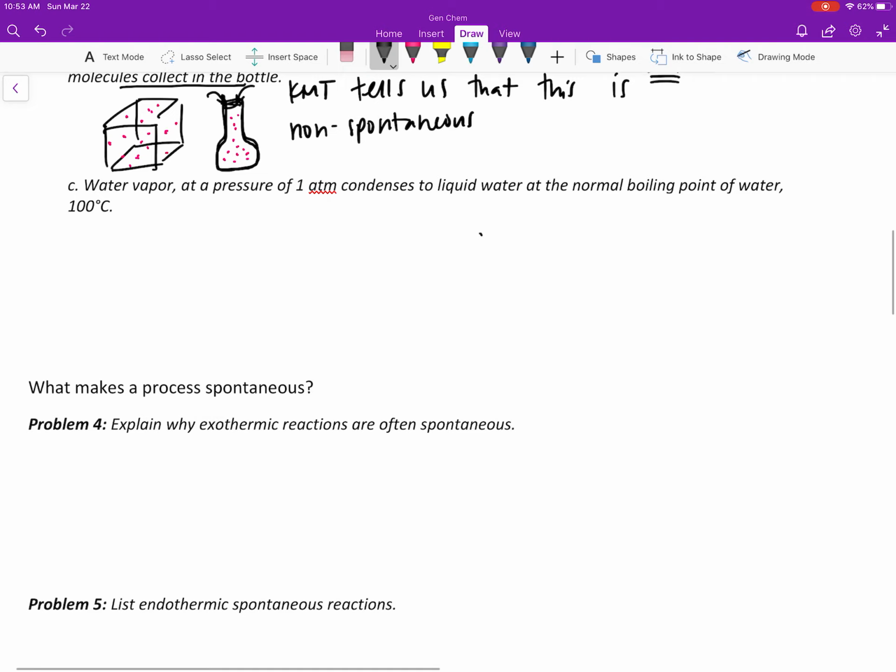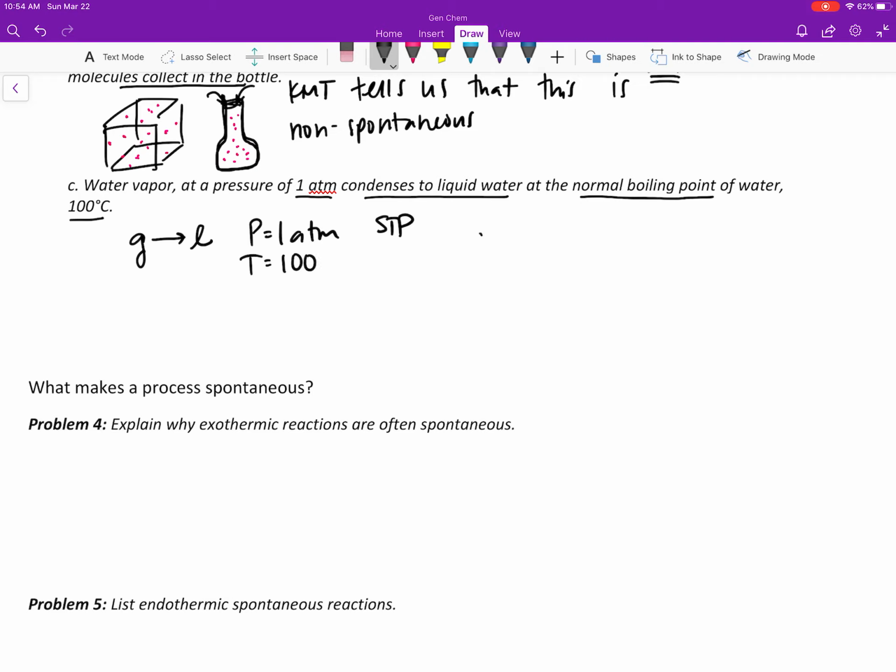The third one says water vapor at a pressure of 1 atm condenses to liquid water at the normal boiling point of water at 100 degrees Celsius. Okay, so what we have to think about is what's happening. We have water vapor, which is a gas, going into the liquid state at a pressure of 1 atm, so that's STP, and that's happening at a temperature of 100 degrees Celsius, which is the boiling point of water.